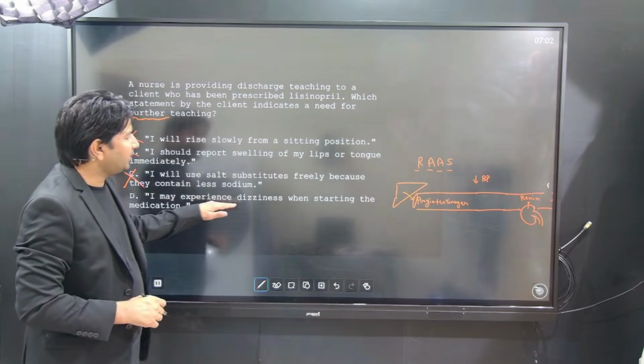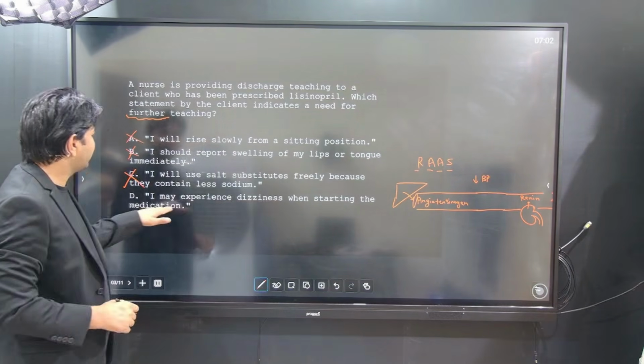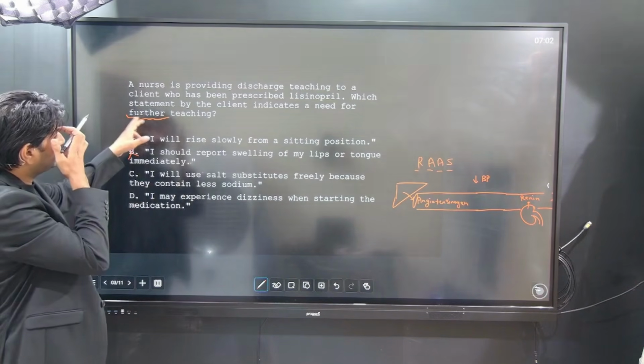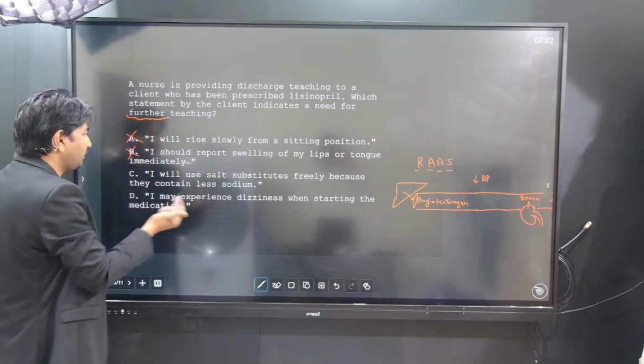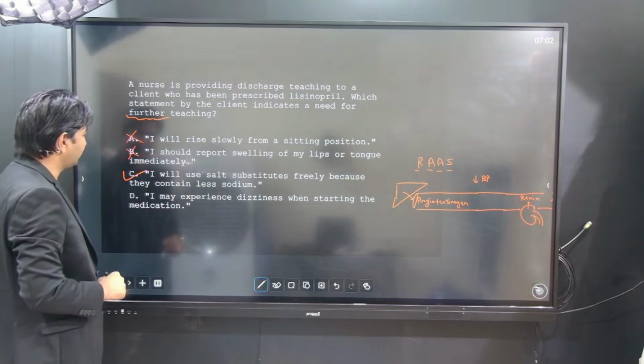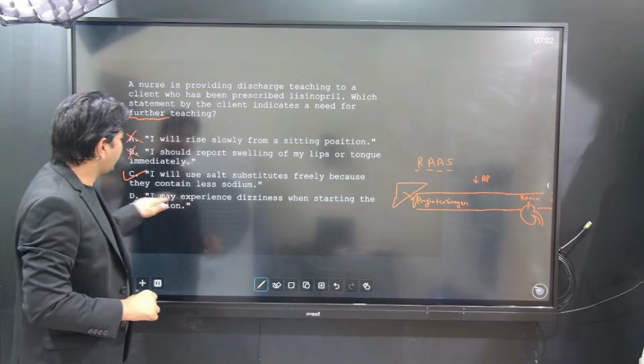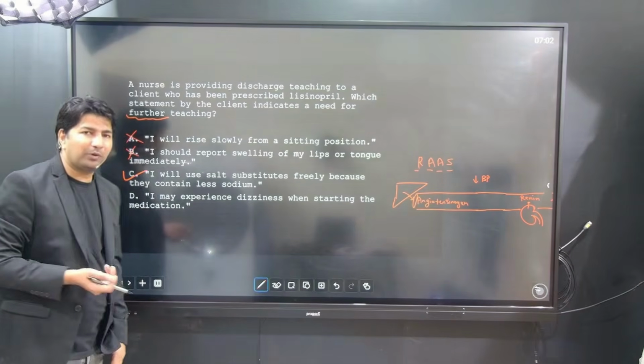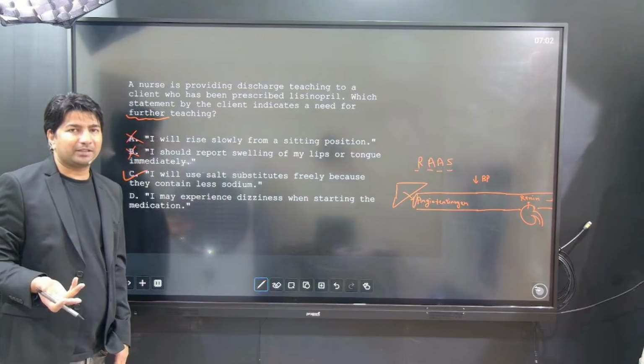I may experience dizziness when starting the medication. Sorry, because the question is asking for the incorrect one, further teaching. It means the incorrect statement will be the answer here. So this is the correct answer here. Next, I may experience dizziness when starting the medication. Whenever we start blood pressure lowering drugs, the patient will experience dizziness.